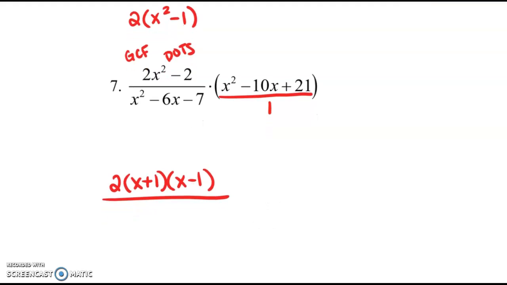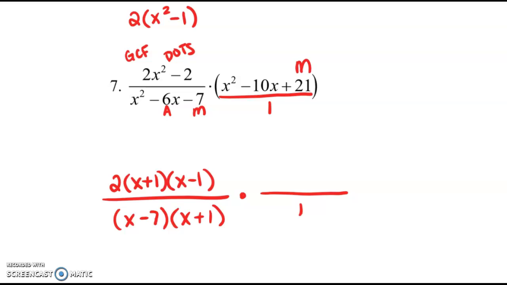The denominator is add multiply, so two numbers that add to -6 but multiply to -7. So that's going to give me x minus 7 and x plus 1. My denominator is a 1 for my second fraction, and the numerator is another add multiply, so multiplying to 21 but adds to a -10. That's going to be a -7 and a -3.